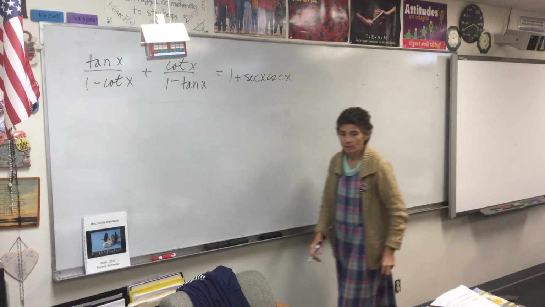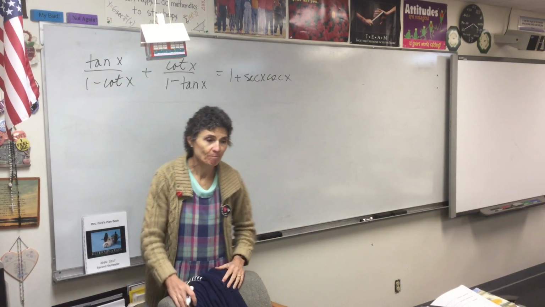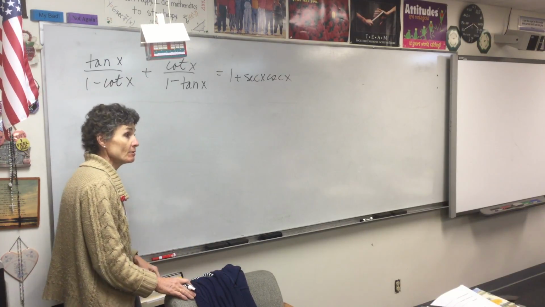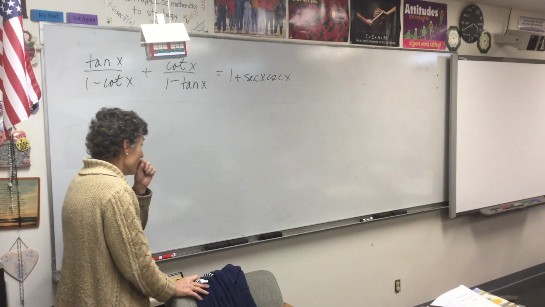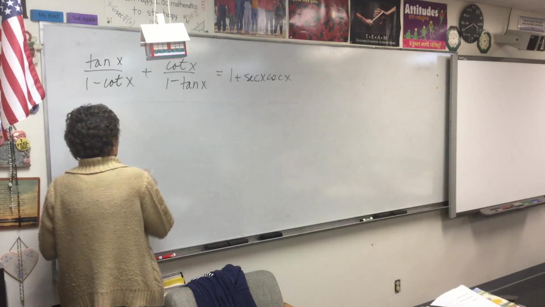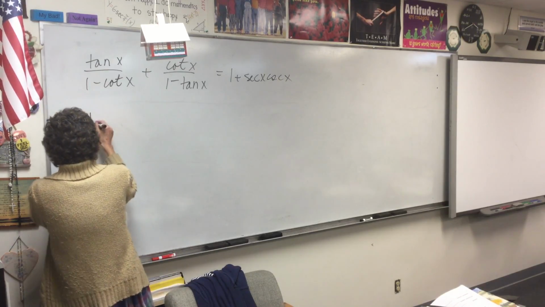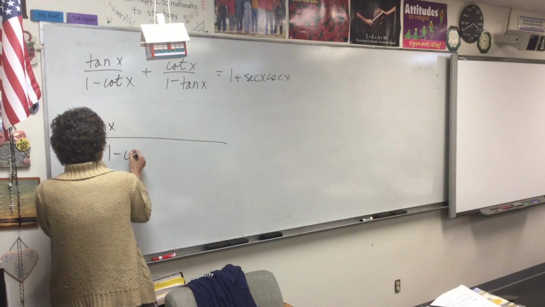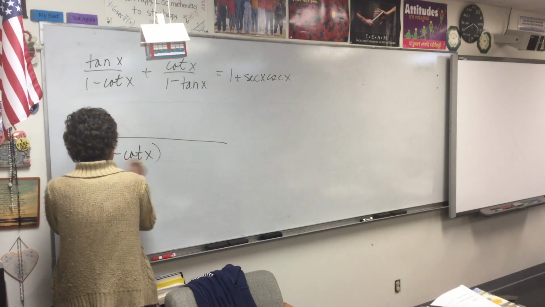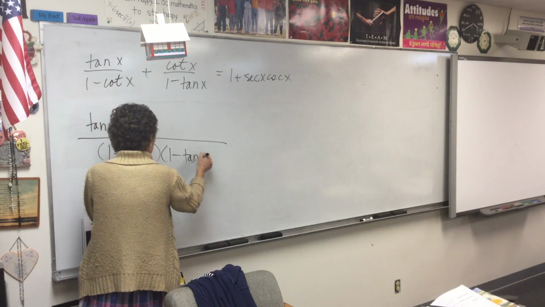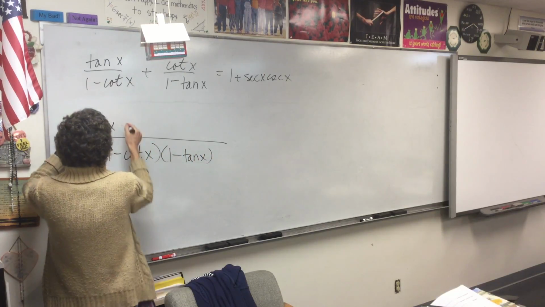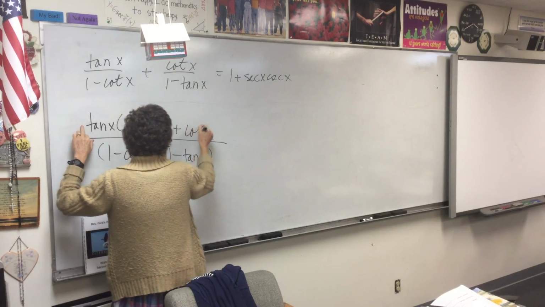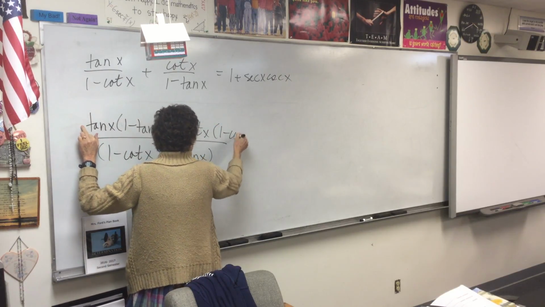This is a little tougher. What are some ideas so far? What are you trying? Common denominator? That makes sense. So let's see. Our common denominator would be 1 minus cotan, 1 minus tan. So we'd have tan, 1 minus tan, plus cotan, 1 minus cotan.